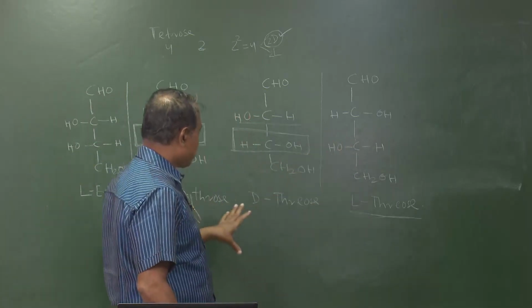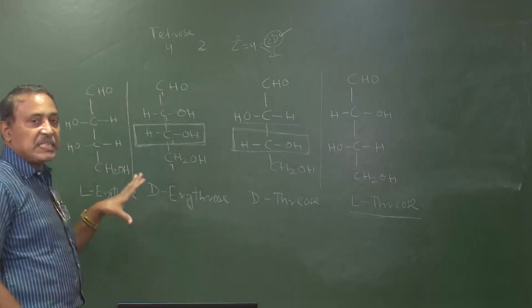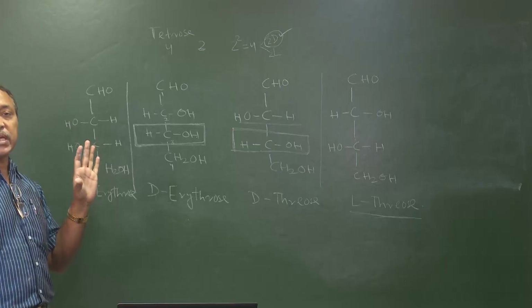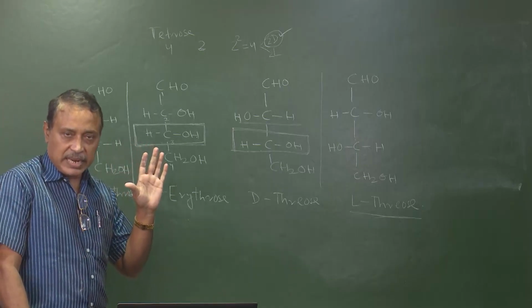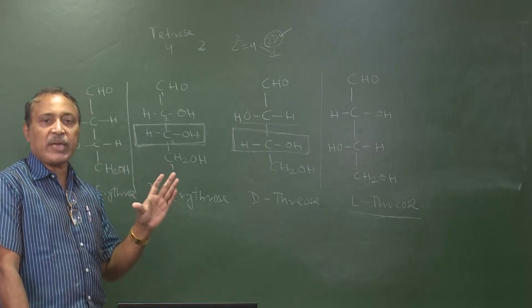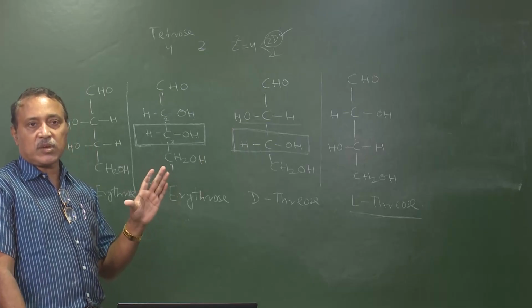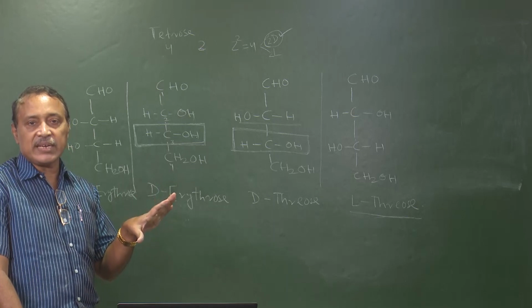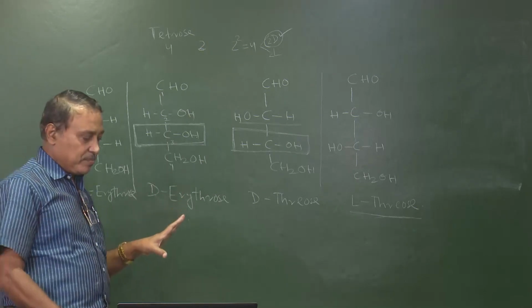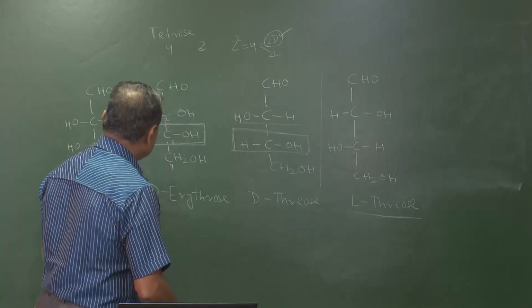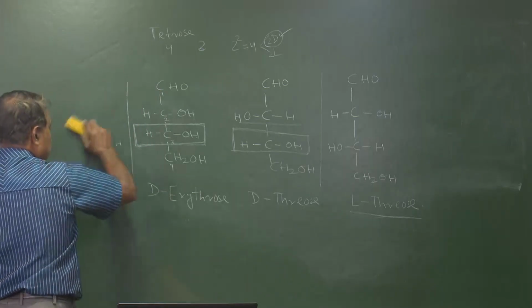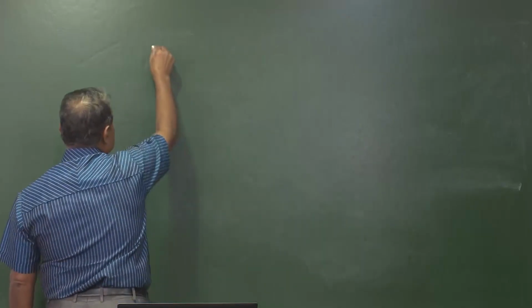Well, now this is the manner in which we can write down the structure of the L isomer of every D isomer. I need not tell it once again. Then we go for pentoses.